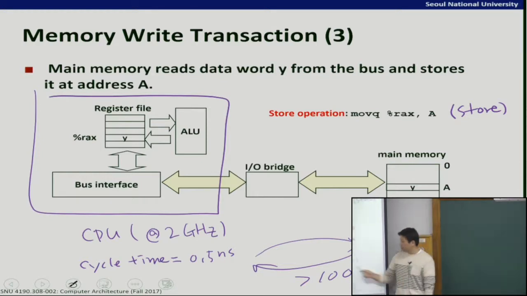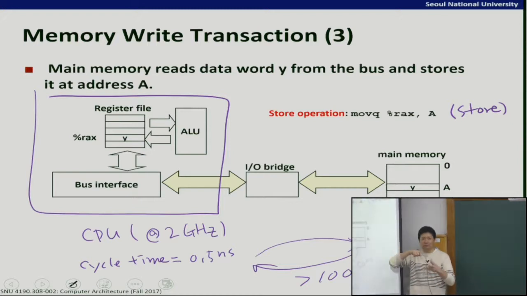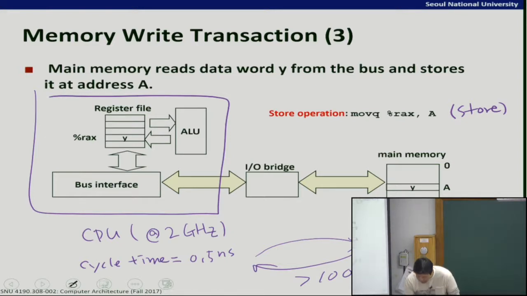Right? Because your CPU actually runs, fetching a new instruction every 0.5 nanosecond. But let's say it takes like 50 nanoseconds. That means whenever you have to send a request, it takes like 100 CPU clock cycles to fetch your value. It's really slow, right?